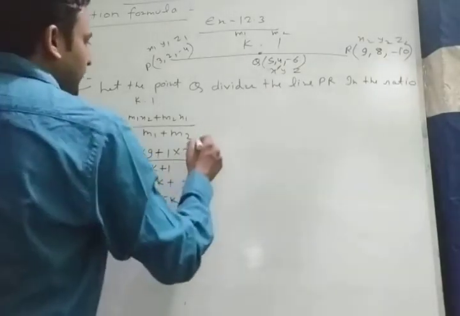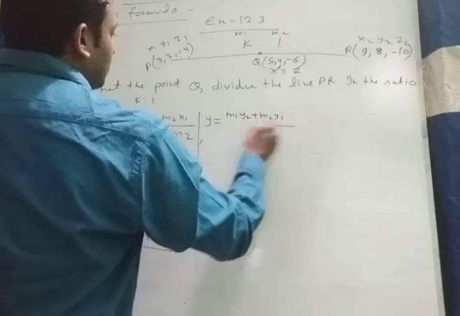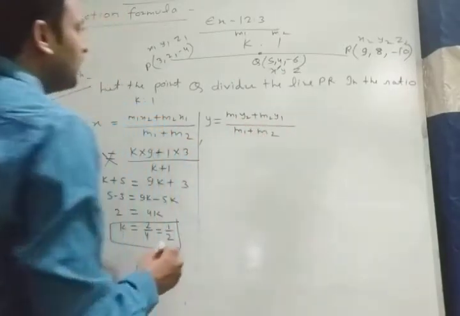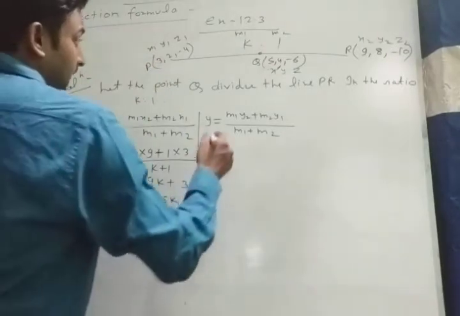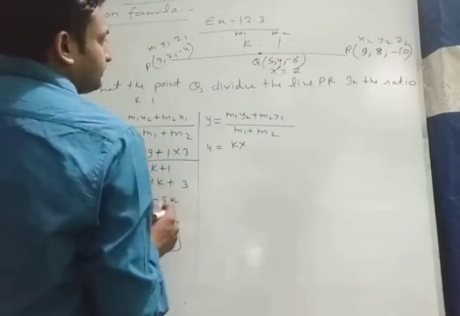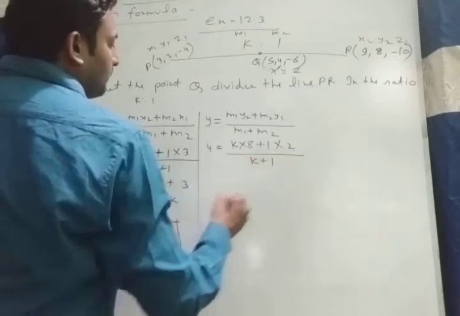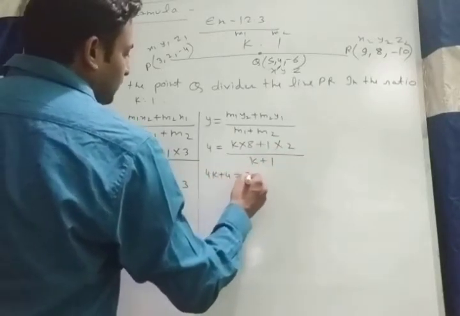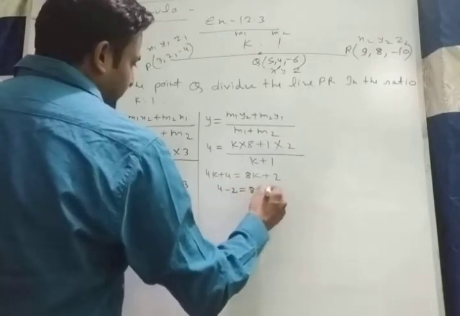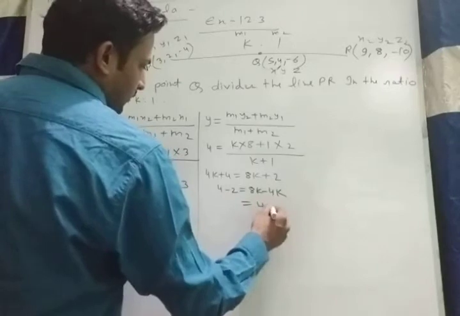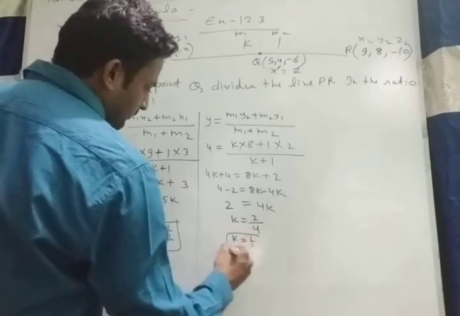Okay. Now the y coordinate. y is equal to m1 y2 plus m2 y1 upon m1 plus m2. y is 4. m1 is k, y2 is 8, plus m2 is 1, y1 is 2, upon k plus 1. So 4k plus 4 is equal to 8k plus 2. Now transpose it. 4 minus 2, 8k minus 4k. This is 4k and 2. So k is 2 by 4, so k is again 1 by 2.